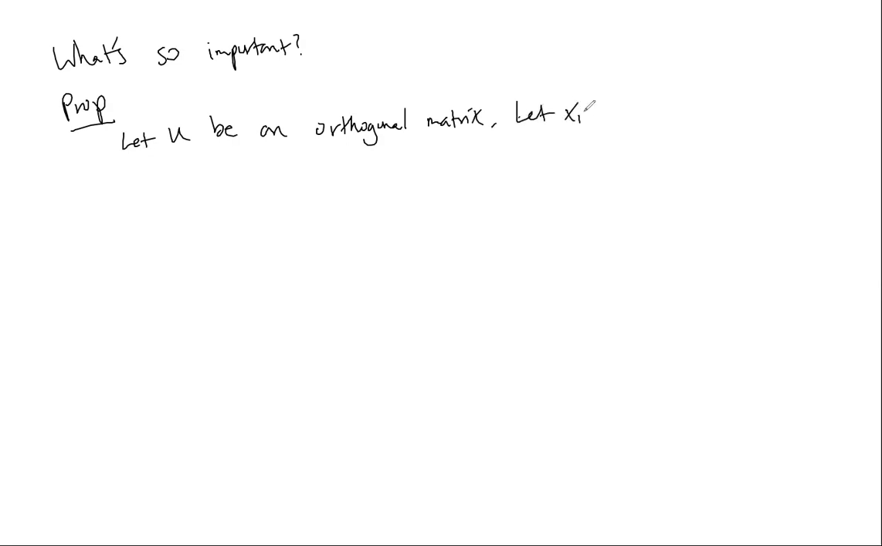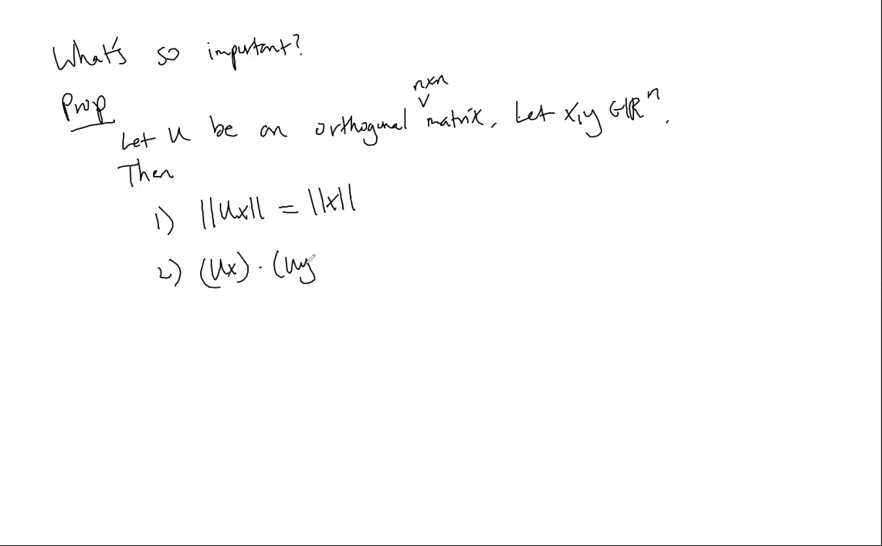And we'll let X, Y be in R^n. It is an n by n matrix. Then we went over this a little in the last section. You have some nice properties. The norm of UX is the same as the norm of X. And UX dot UY equals X dot Y. Okay, and how do we prove this? Well, we kind of proved it also last section as well. I'll just go over that again.